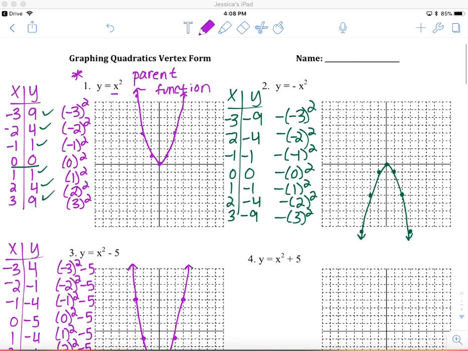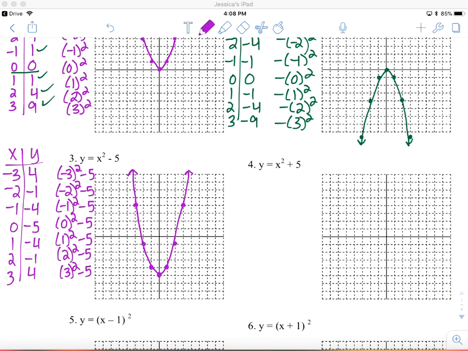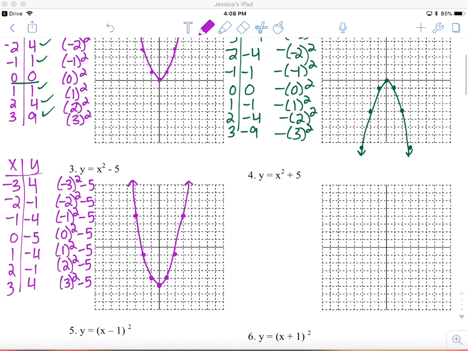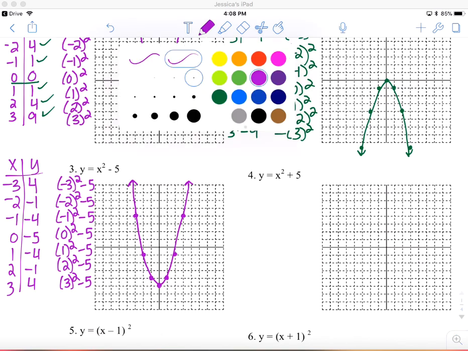If you compare this with our parent function, you will see that it has been shifted down 5. So subtracting 5 made it shift down 5. Let's compare that with number 4.